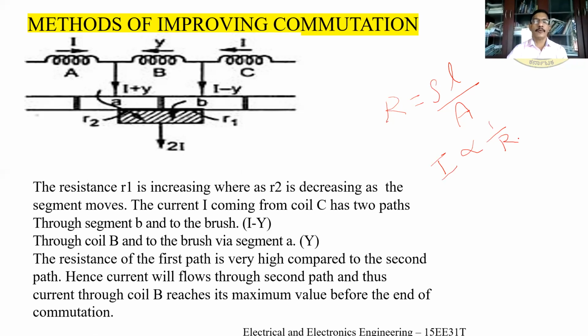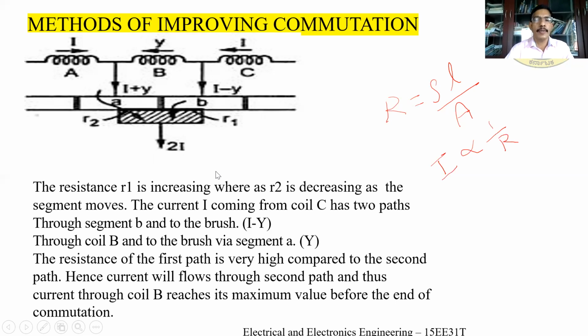So as the resistance increases, current decreases. Here current decreases, so all the current passes to coil B only. So it helps to reduce the commutation time or delay in commutation.